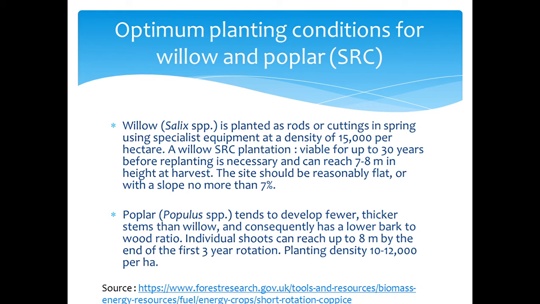Poplar tends to develop fewer and thicker stems than willow and has consequently lower bark to wood ratio. Individual shoots can reach up to 8 meters and a planting density of 10 to 12,000 plants per hectare is generally done in case of poplar plants.